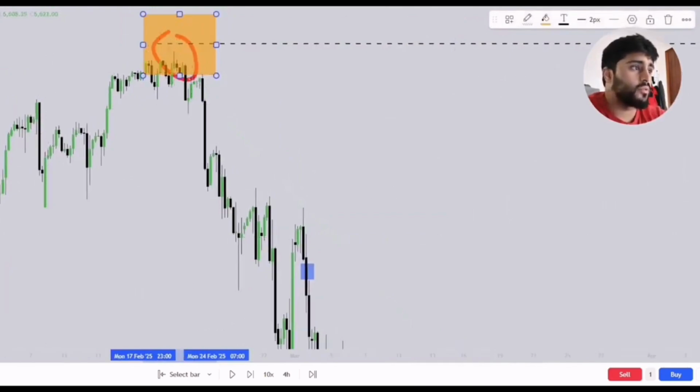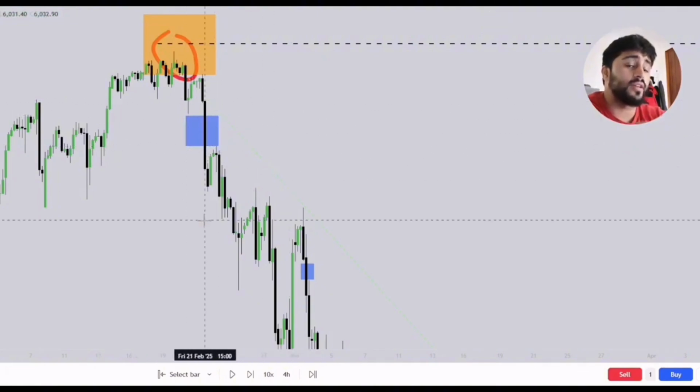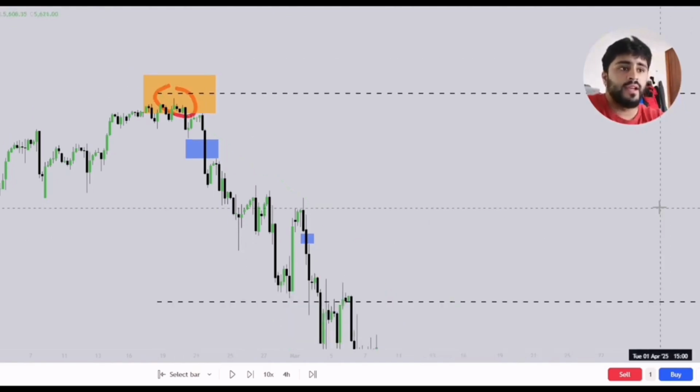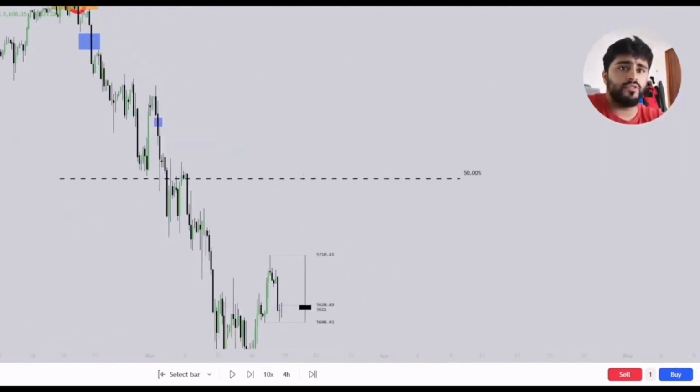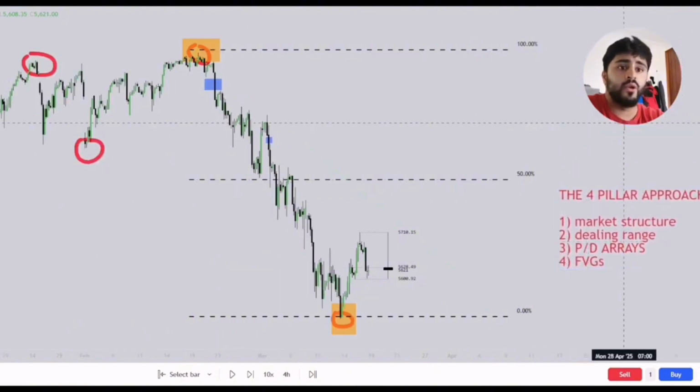So this here in blue is a fair value gap, and it's a valid fair value gap because we are in the premium. Now from here, we have another fair value gap all the way up here. So if I move that out the way, we have another fair value gap that starts at this wick and finishes at this wick. So this is our second fair value gap within the premium itself.